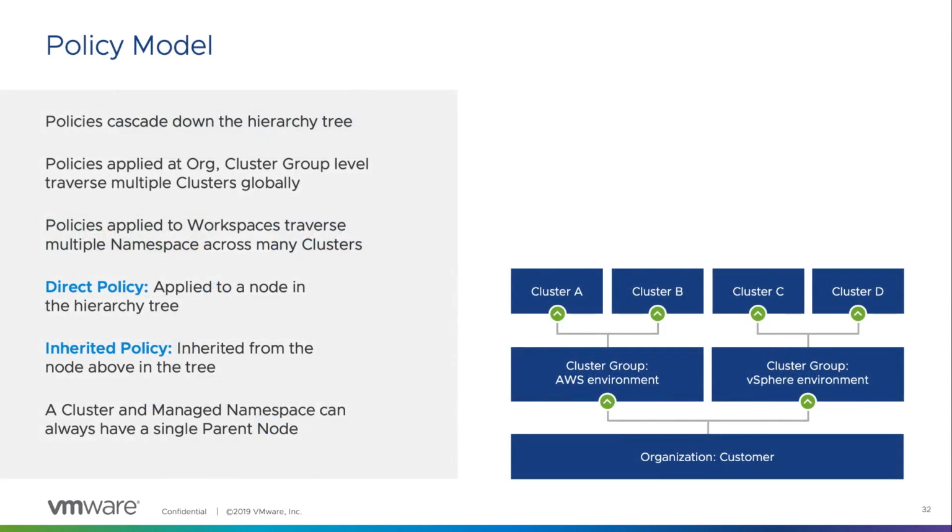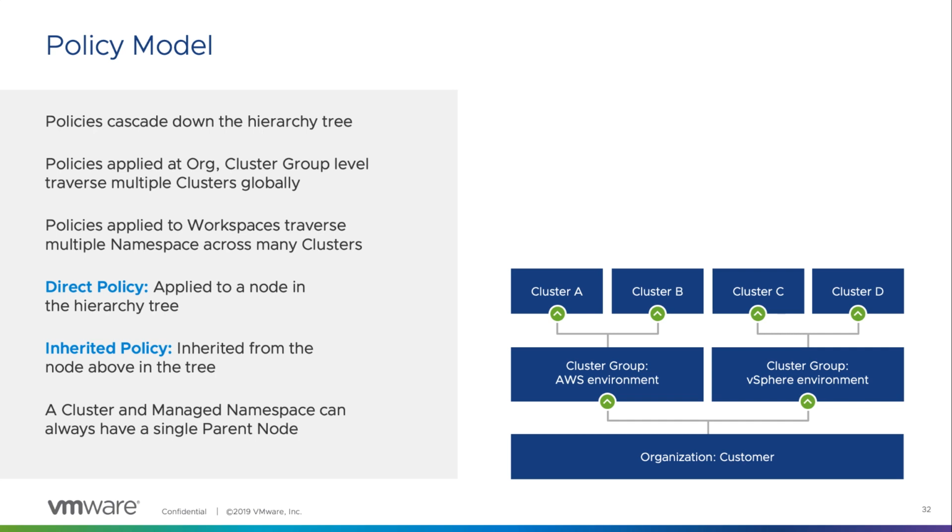So as I mentioned, policies cascade down the hierarchy tree from the organization level down through cluster groups, down to cluster and even workspaces. So policies apply to org, cluster group level, traverse multiple clusters globally. We can apply direct policy to a node in the tree. So we can apply a direct policy to a cluster or a cluster group or a workspace that will override the organization's access policy. So that's a direct policy.